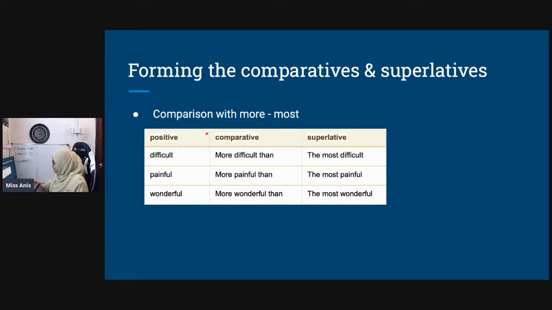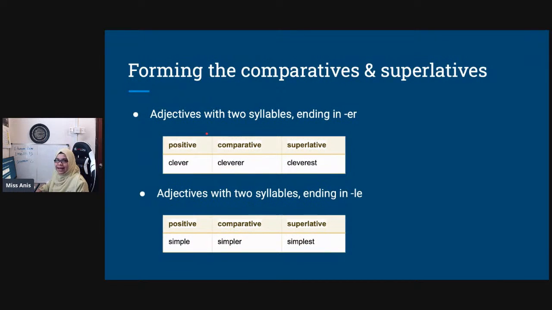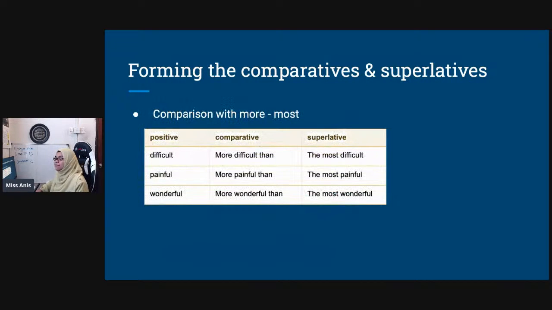Okay, so yang tadi bila kita boleh pakai formula ER ataupun EST. Now here, case ni bila kita tak boleh adjust perkataan tu. Tapi apa yang kita boleh buat is tambah perkataan more ataupun most dekat depan dia. Okay, so untuk positif dia, contoh-contoh dia adalah yang ni lah, difficult, painful, wonderful. So here kalau comparative, you letak more dekat depan and then dekat belakang, more difficult than that.